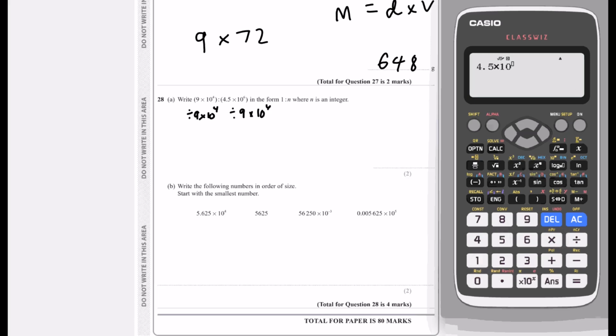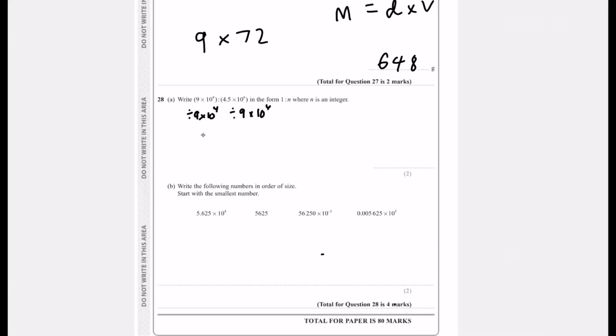So 4.5 times 10 to the power of 6, so that's 4.5 million, divided by 9. I'm going to do this again actually. I'm going to use the fraction button. So I'm going to get 4.5 times 10 to the power of 6 divided by 9 times 10 to the power of 4. And that is 50. So it's 1 to 50.